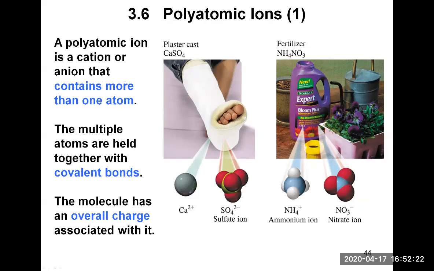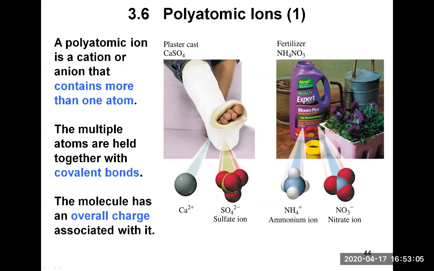What is illustrated here, for example, in the plaster cast, calcium sulfate is made of the metal calcium and a polyatomic ion called the sulfate ion. If you look at the model that shows the sulfate, you see the sulfur atom in the middle, yellow, and then it's surrounded by 4 oxygen atoms that are represented by red spheres. And so they are held very strongly together. And this ion has 2 negative charges. So that's the sulfate ion, for example.